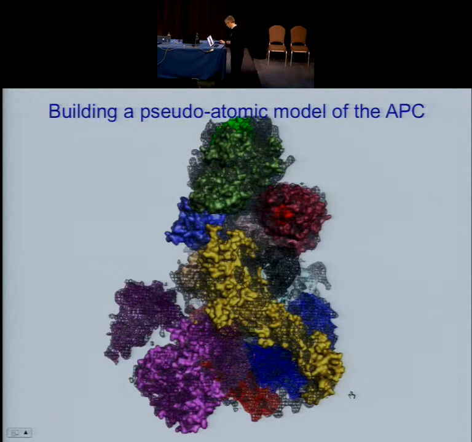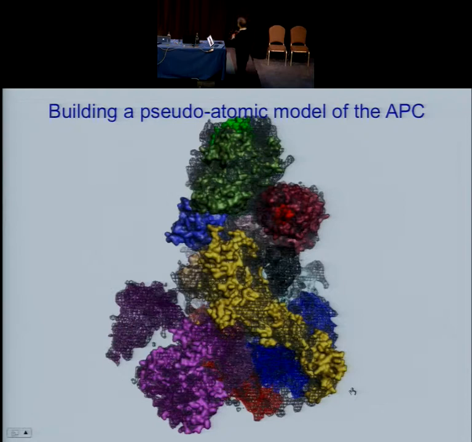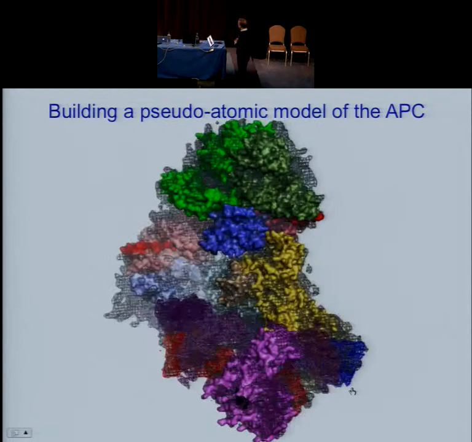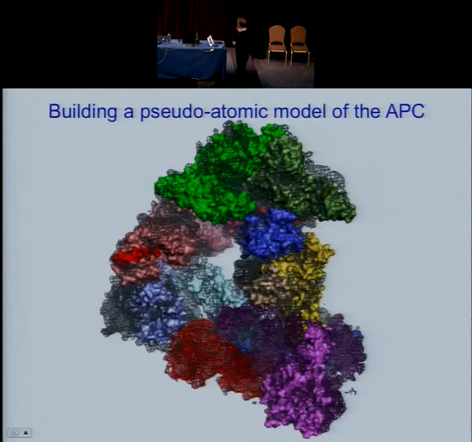And then other densities which are not assigned, which are associated with the TPR subunits, probably represent the TPR accessory subunits, which are involved in stabilizing the TPR and also forming contacts between TPR subunits.